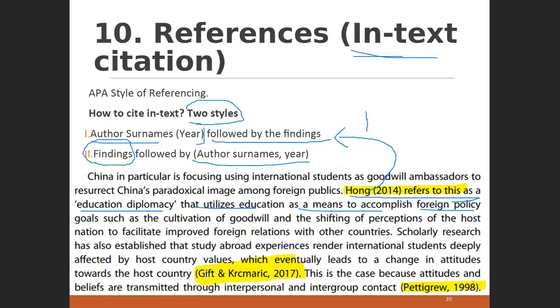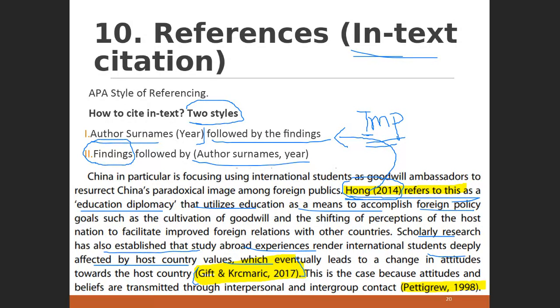So when the finding is very important, we use this particular style, because we need to tell our readers about the author as well. When the finding is very important, we name our author. We don't need to write the author name in the brackets. But when the finding is not that important, we can follow the second style. Like in this particular case, scholarly research has established that study abroad experiences render international students deeply affected by their host country values, etc. And this is said by this particular author.